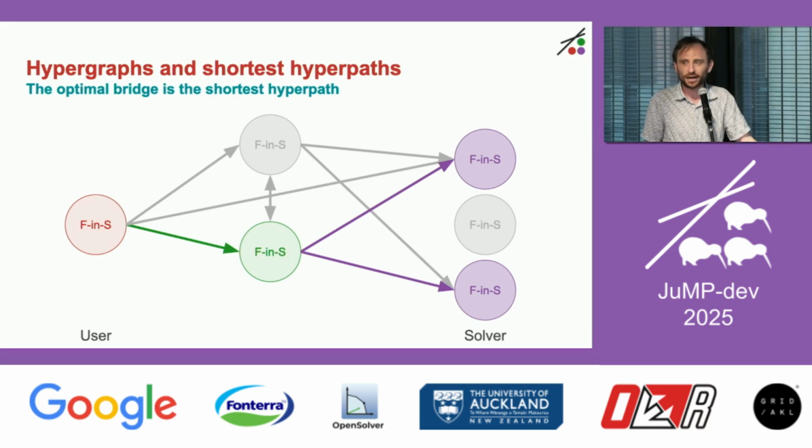And in this case, we might have taken the graph and solved that shortest path problem and found out that that was the most efficient way to rewrite the user's constraint into a set of constraints that the solver understood.